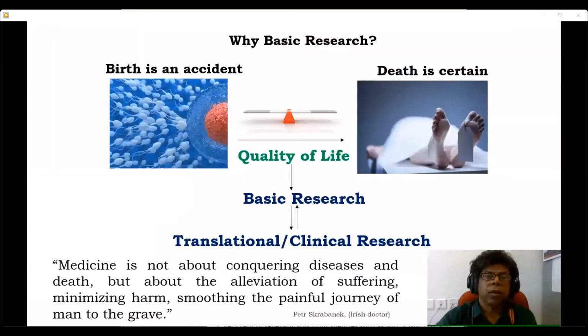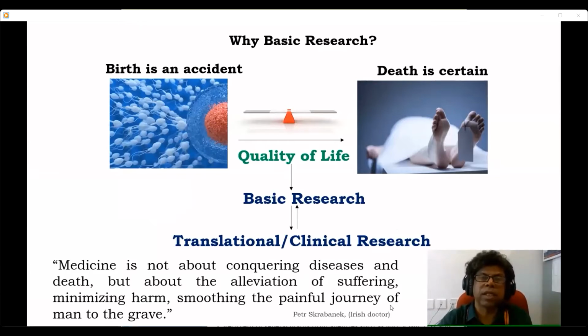Now, why is basic research important? As per me, natural birth is an accident and natural death is certain. But in between, all that happens from life to death is quality of life. I think to accomplish quality of life, it's important to know the different diseases.